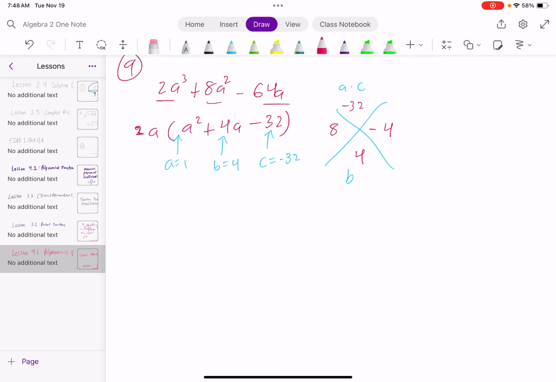So now, for this portion here, you're going to have, well, 2 a's right there. You got x plus 8, and it's simple as this because this a is a 1. So we do not have to split the 4a anymore, how we did on the last one. This is a lot easier. And then x minus 4. Okay, you have questions about that? Ask me in class, please. All right. That's your answer.